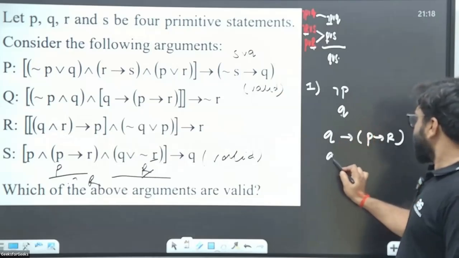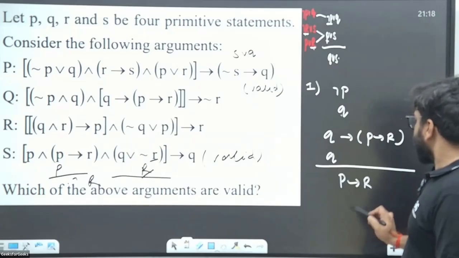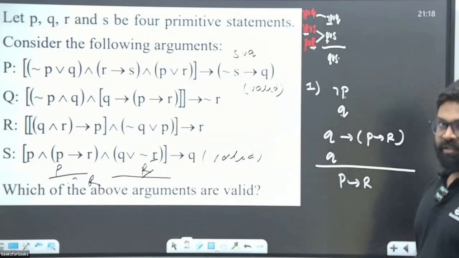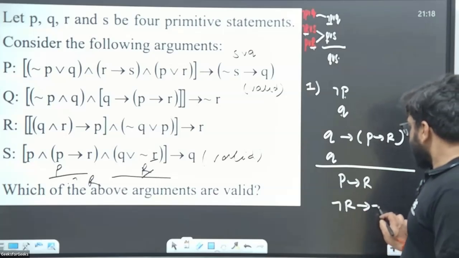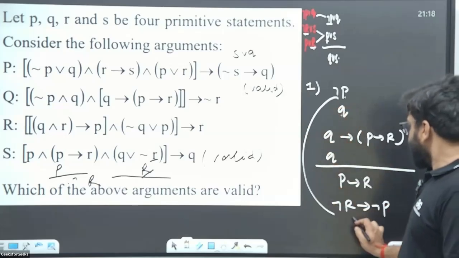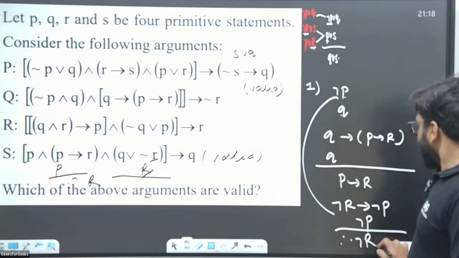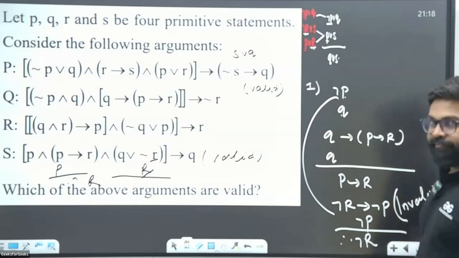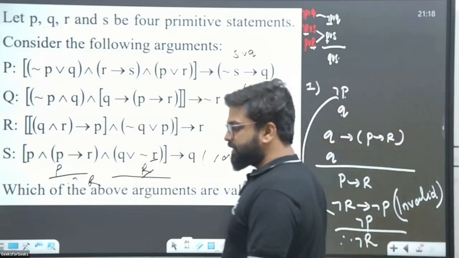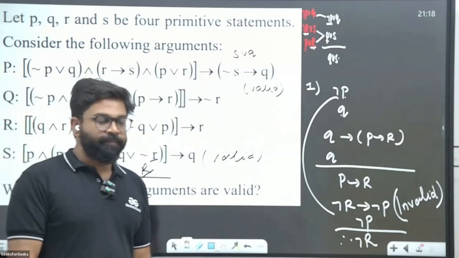Now use the Q here. If you apply modus ponens, you will get P implies R. But here this is not P, this is negation of P. So try to use a contrapositive, negation of R implies negation of P. If I am using negation of P here, then what will happen? Negation of R, can we write like this? No, this is invalid. Why is it invalid? Because I told you, matching the left side you will get the right side, but matching the right side you will not get the left side.